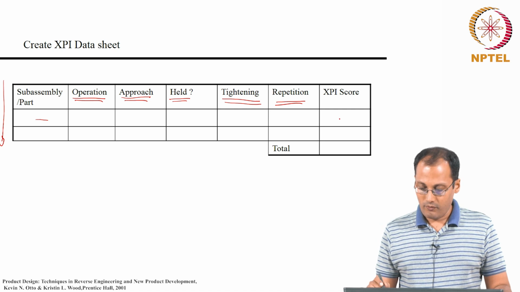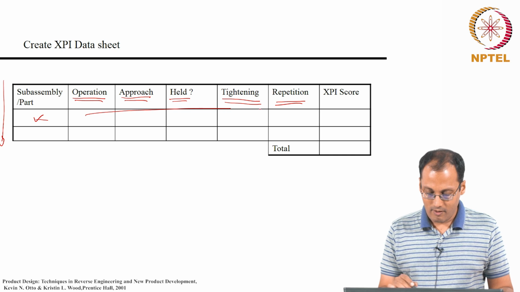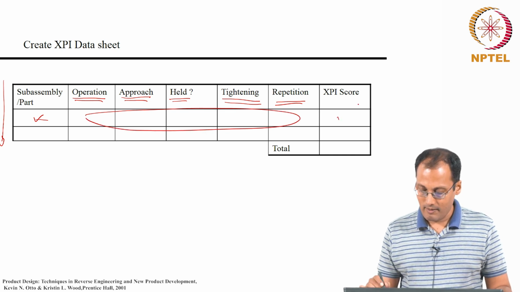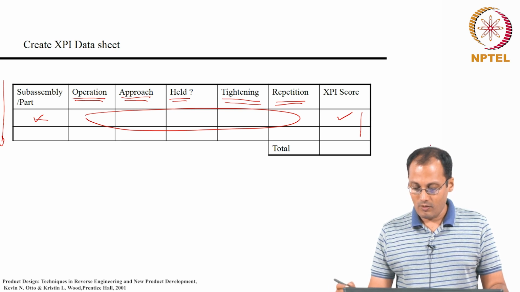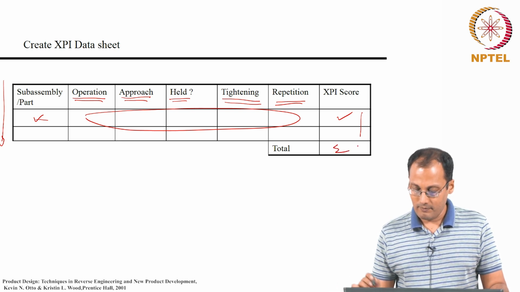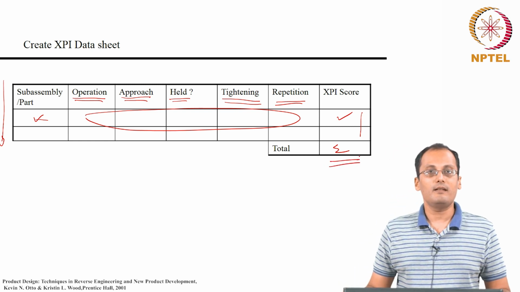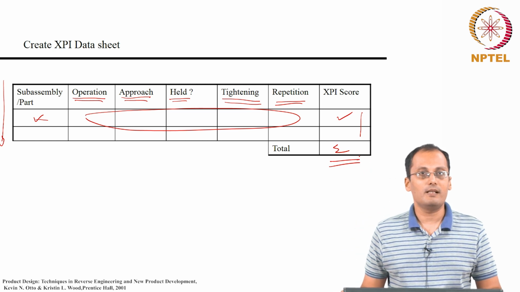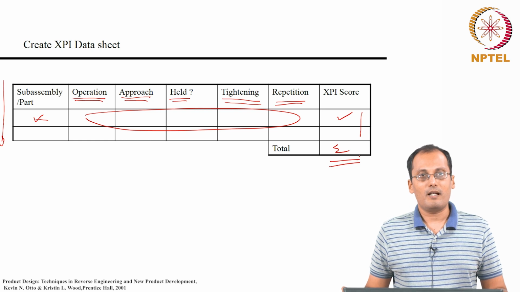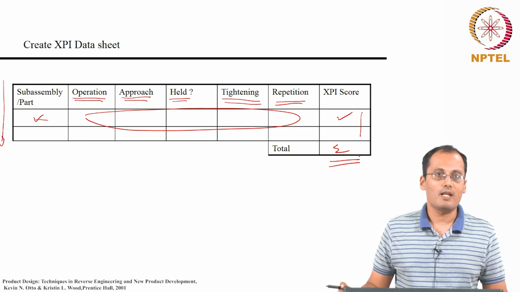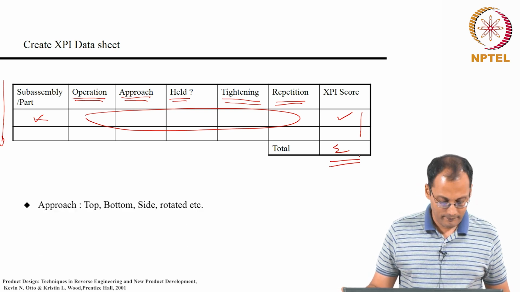The score for this operation is obtained based on these attributes and it is tabulated, and the total score is computed by summing up, and this number is then used to either describe directly the assembly difficulty, or it can be converted into assembly time, and that can be used as an indicator for describing the assembly difficulty.